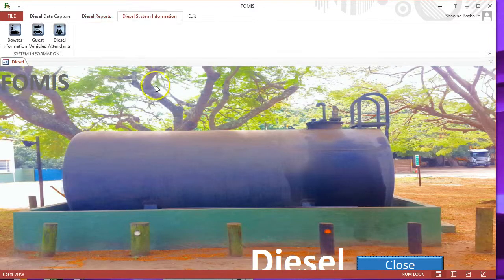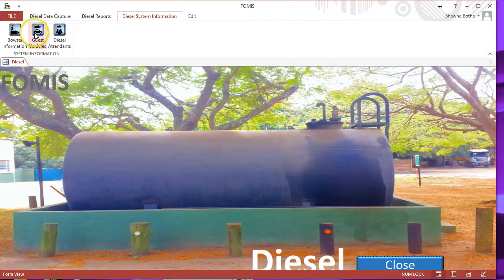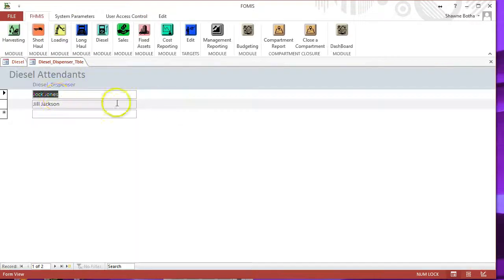Your diesel system information is just where you set up your browsers, your capacities, all that sort of thing, which you'll see is important later. In addition, any company has got the situation where you're going to have vehicles which are not owned by the company putting diesel. For that reason, we have a guest vehicle registration so that you can actually fill in the details for the vehicles. Okay, and then of course there's diesel attendance, which is self-explanatory.